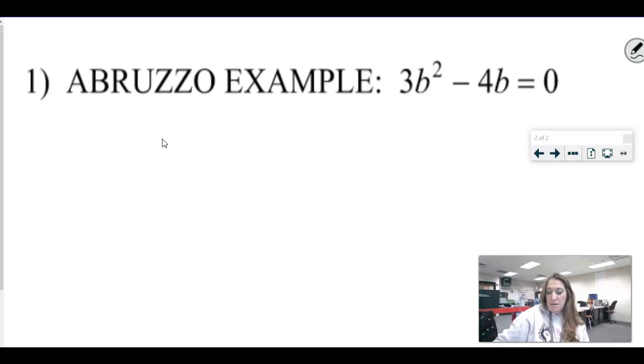So we have this quadratic of 3b squared minus 4b equals 0. And they want me to solve it 2 ways. So for me, maybe I'm not sure what method I want to attack with first, but there's one method that always works pretty nicely, and that's quadratic formula. So my first method is going to be quadratic formula.